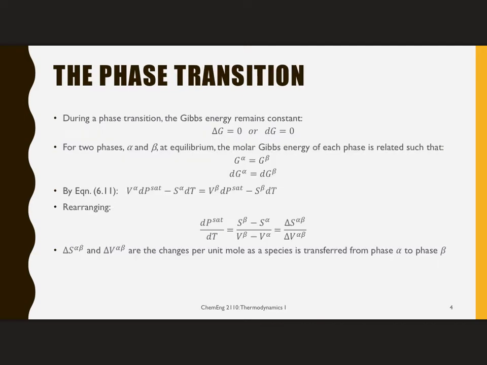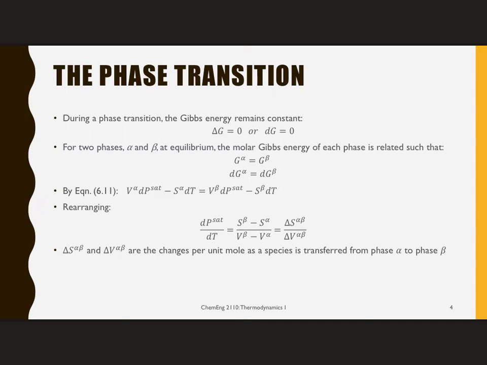So during a phase transition, the Gibbs energy is going to remain constant. So delta G will be 0, or dG is 0. So if you have two phases that are at equilibrium, and delta G is 0, then those two phases must have the same molar Gibbs energy. G for phase alpha and G for phase beta will be the same.